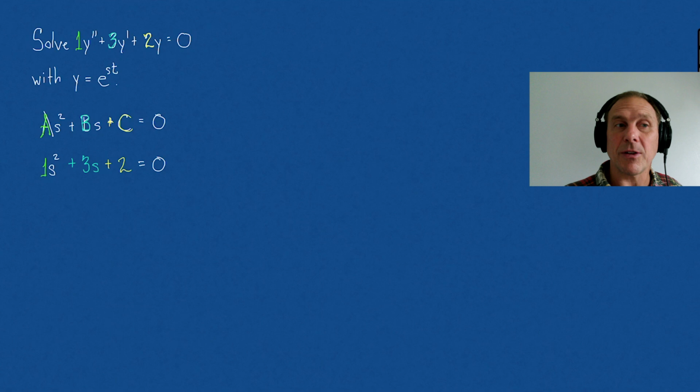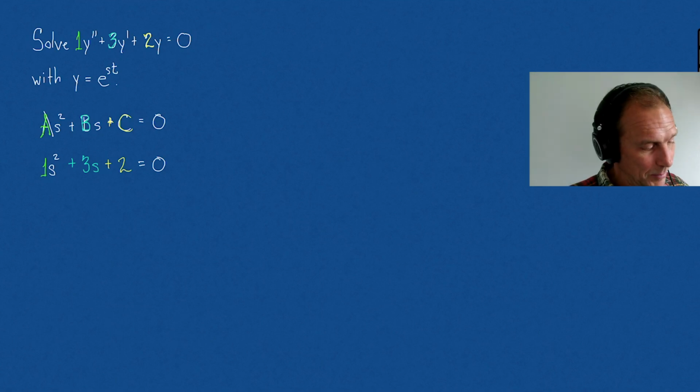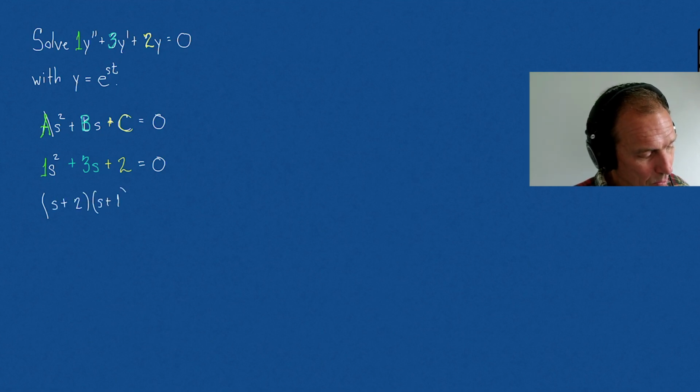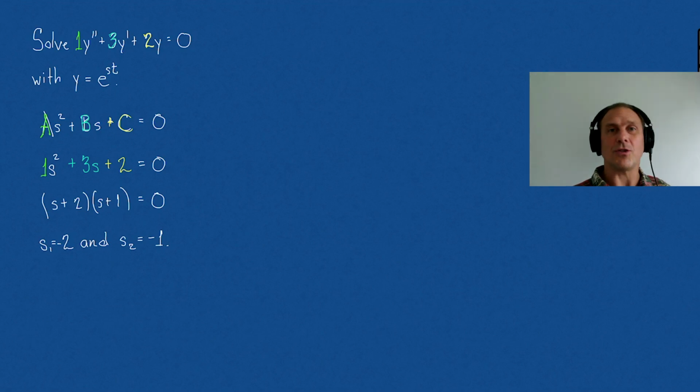Now, we could put this into the quadratic equation if we wanted to. It also happens to factor, so let's do that. This is s plus 2 times s plus 1 equals 0. And there we have it. So we'll say that s1 is 2. And s2 is negative. Oh, sorry. s1 is negative 2 and s2 is negative 1. You should speak up when I make a mistake like that.